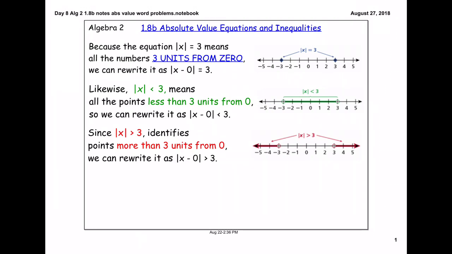Likewise, if we have the absolute value of x is less than 3, it means that all the points less than 3 units from 0. So we can rewrite it as the absolute value of x minus 0 is less than 3. Since the absolute value of x is greater than 3 identifies points more than 3 units from 0, we can rewrite it as the absolute value of x minus 0 is greater than 3.